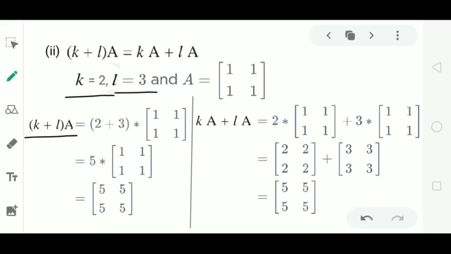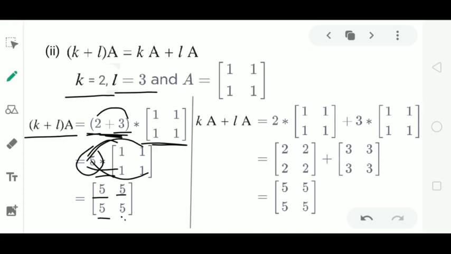Consider the LHS, (k plus l) into A. k is 2, l is 3, so (k plus l) into A means (2 plus 3) into matrix A. As 2 plus 3 is inside the bracket, we first evaluate this term, which gives us 5. Next we multiply 5 to the matrix A. Multiplying 5 to each element of the matrix gives us a matrix containing elements 5, 5, 5, 5.